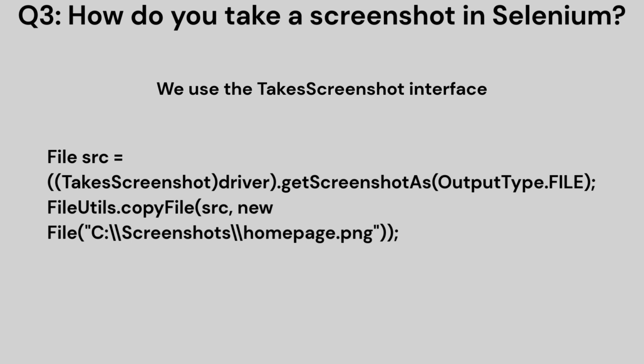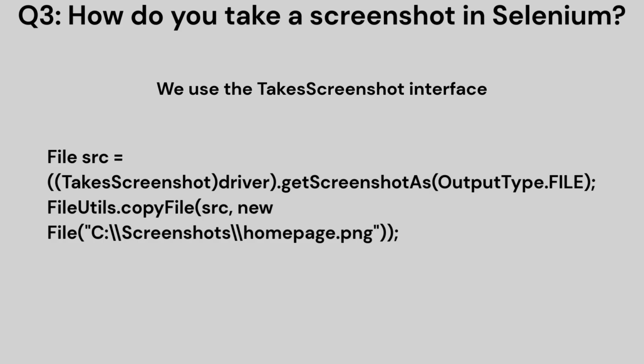So question number 3, a very important question, is how do you take a screenshot in Selenium? So you can mention it this way: to take a screenshot in Selenium, we need to use the TakesScreenshot interface to capture the image, and basically you can also mention that there is the Apache Commons IO library, which has the FileUtils class, to save the file.